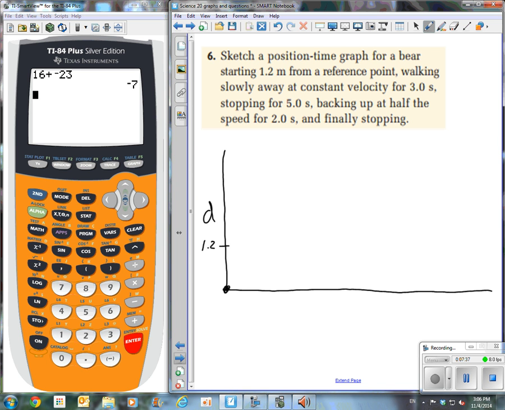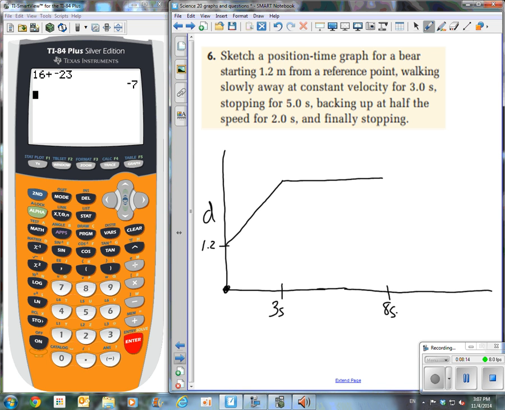He's going to walk slowly away at a constant velocity for 3 seconds. Okay, so let's just deal with this first. So here we go. So 1.2, we're going to walk away at a constant velocity. We're going to stop for 5 seconds. So over those 5 seconds, my displacement hasn't changed. This would be now at 8 seconds.